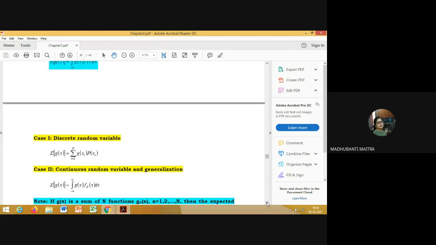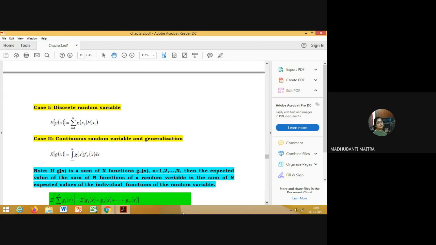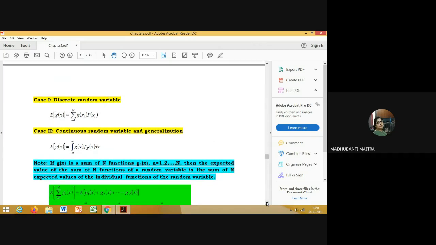So for a discrete random variable, the expected value of a function of a discrete random variable will be given by the summation, only x will be replaced by g(xi). So summation i varying from 1 to n of g(xi) into p(xi). And already we have seen the generalized form.